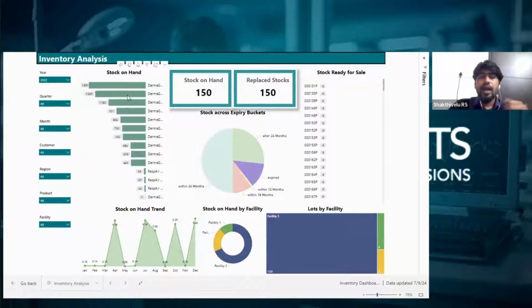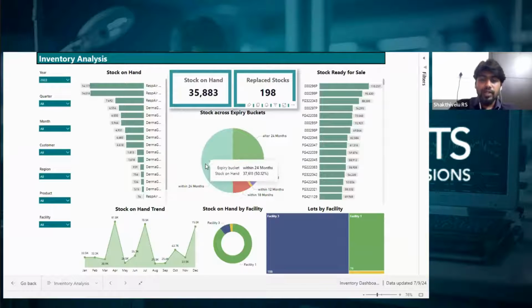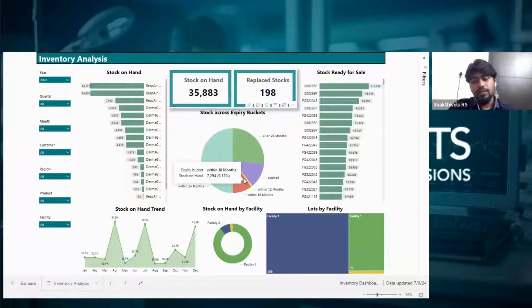So I would choose to clear the expired stocks. Once I select that, I know what my expired goods are. I know the lot numbers, in which facility they are stored at, etc. So I'll clear it. Once I clear that, I will move down the ladder to those products which are to expire in 12 months and then 18 and then 24 months. So let us take 12 months.